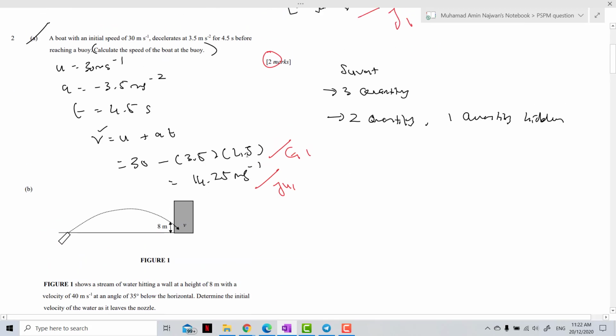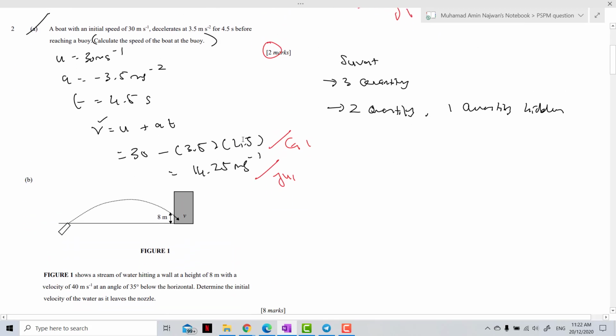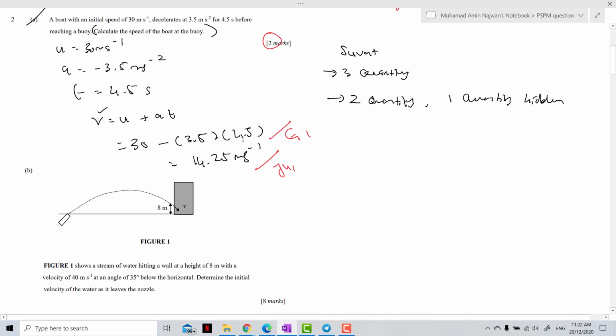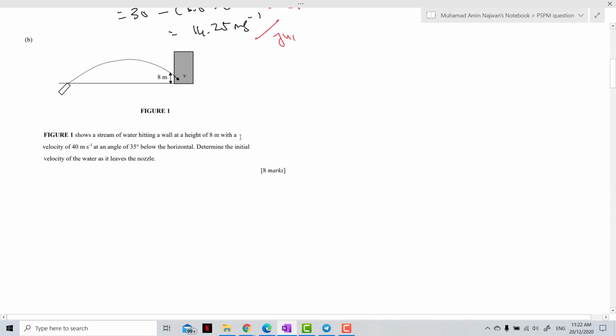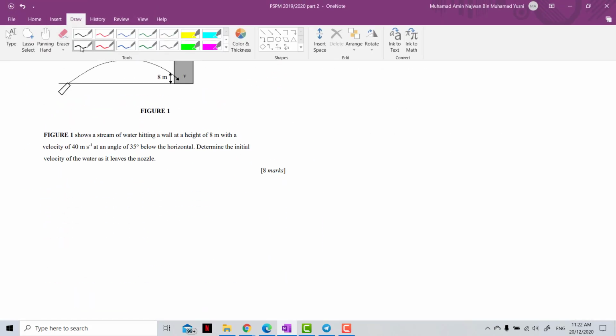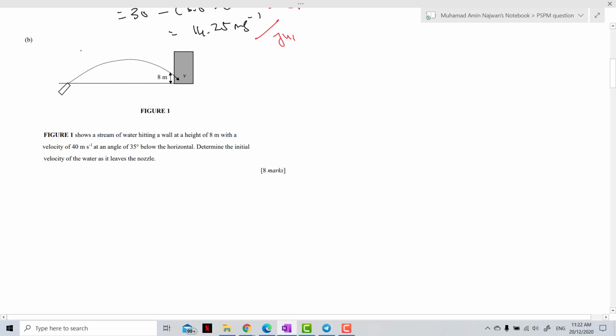You shouldn't spend much time on the small parts. Remember again, 9.2 minutes per question. Now, I think the main part where many people lose marks is in the projectile question. In projectile, there are 3 marks for concept. 3 conceptual marks. So, focus a little more here.